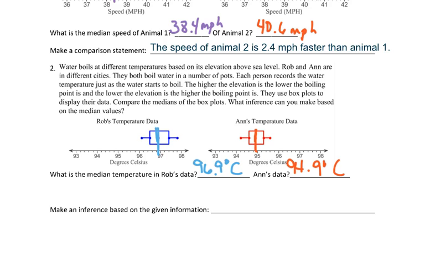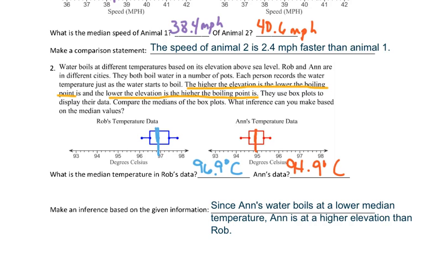So what is an inference based on the given information? If we go back up here and take a look at the statement, the higher the elevation is, the lower the boiling point. And the lower the elevation is, the higher the boiling point. So I'm going to say that since Ann's water boils at a lower median temperature, Ann is at a higher elevation than Rob. That is my inference. So again, my inference is that since Ann's water boils at a lower median temperature, Ann is at a higher elevation than Rob.